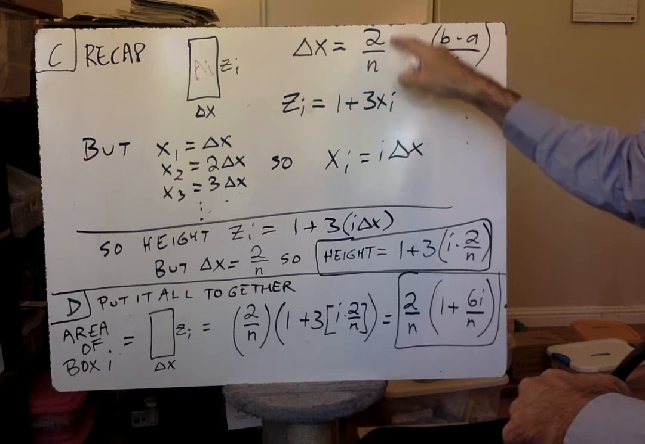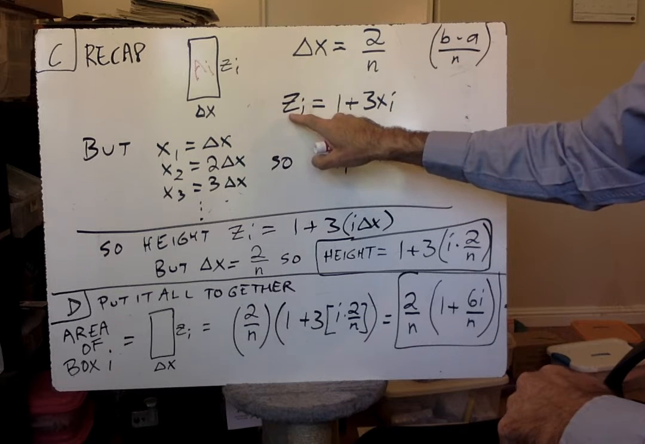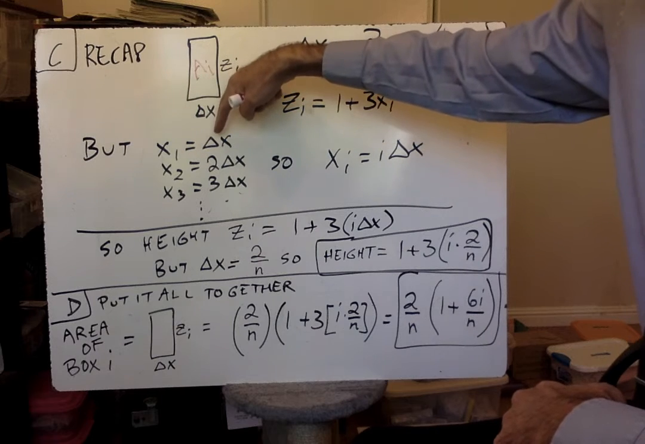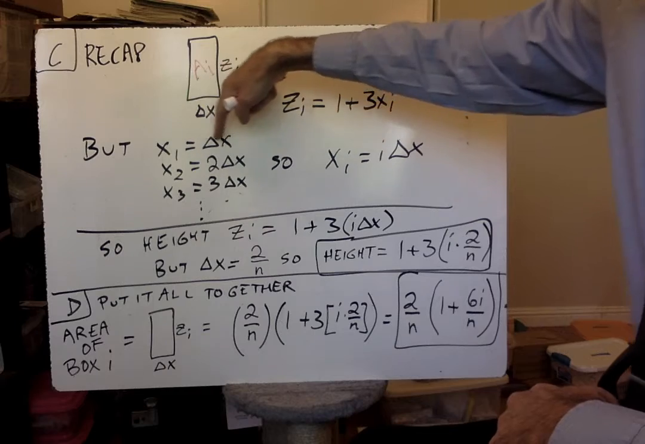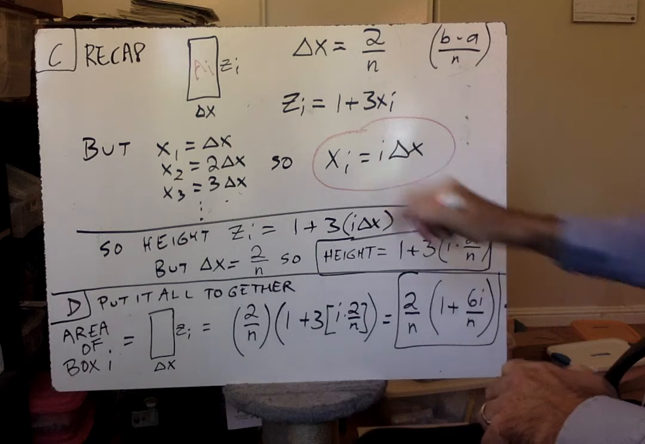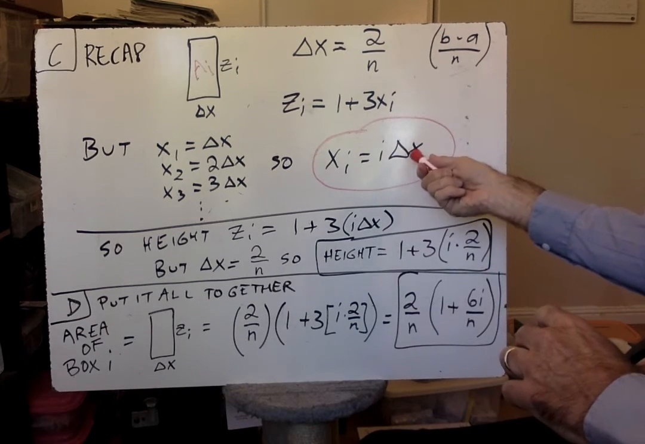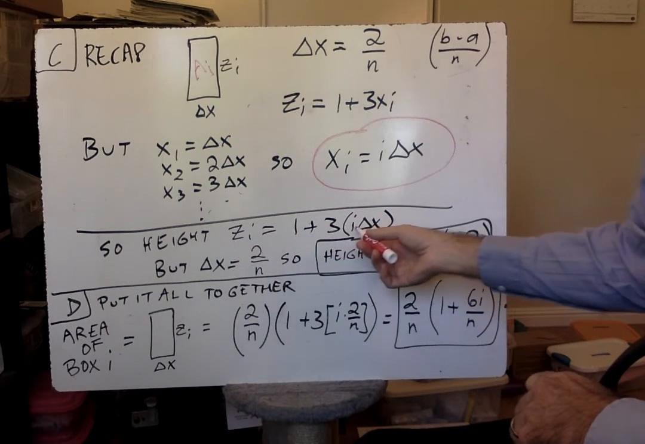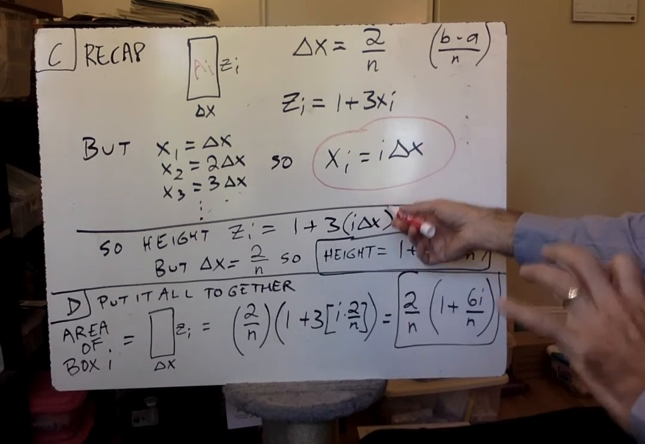So now we have an expression for the width in this particular problem. Now we're looking at the height. And we started with the idea that z is the height, and it's a function of x. But x is the index I times delta x. All right, as explained on the previous board, this was x. So that means this can be your expression for xi: I times delta x. The index, or which box it is, times delta x. So look what we've got. The height is 1 plus 3 times I delta x. Okay. But we're still not done.